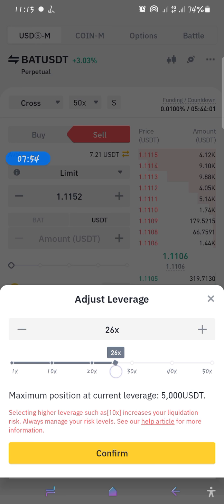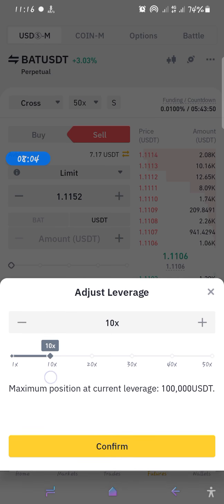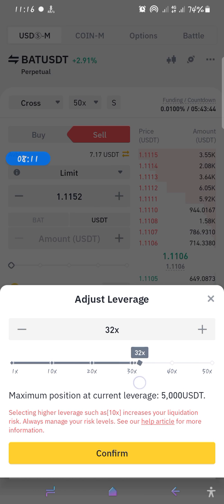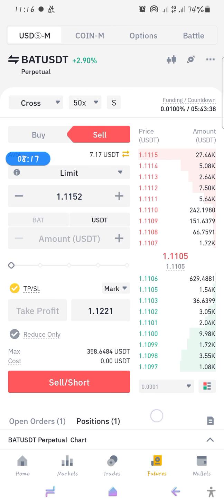So if the coin moves 5% and you put it on times 10, it means your profits are going to be times 50, right? Because you are using times 10 leverage, because the coin moved 5%. You understand what I'm saying? So this one is just the percentage you want, whichever percentage you want your profits to move whenever the coin moves a particular amount of percentage.